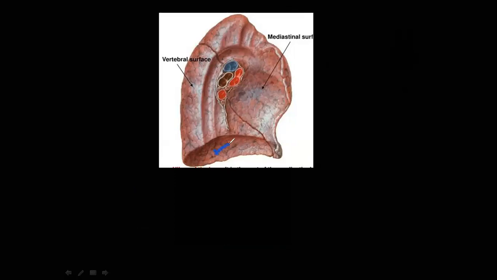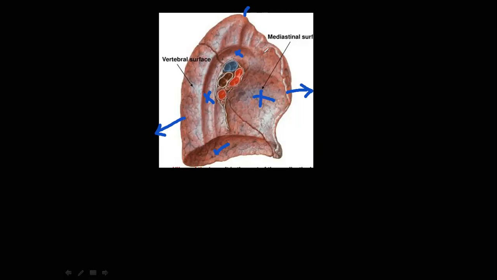This is the left lung. Inferior surface. Base, okay? This is the base. This is the apex. Posterior border and anterior border. Identify this impression. Cardiac. Left ventricle. Yes, identify this impression. Descending aorta. Identify this impression. Arch of aorta.